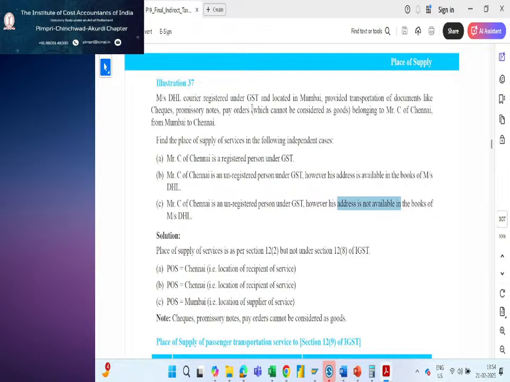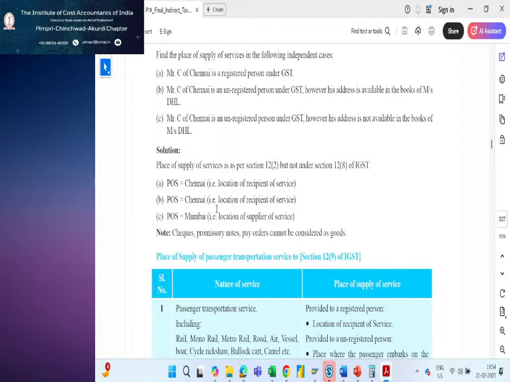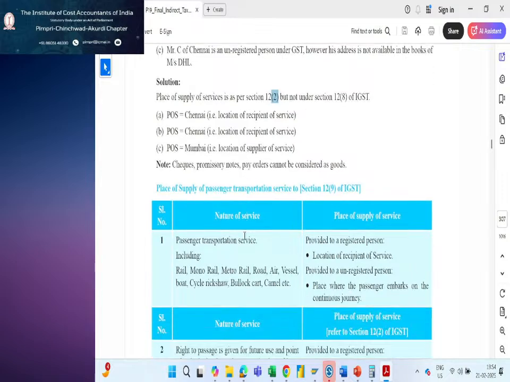Who is the supplier of service? Mumbai. So the DHL courier registered under Mumbai. And we need to mention why we have not considered subsection 8 and we have considered subsection 2, because these check promissory notes or pay orders cannot be considered as goods.